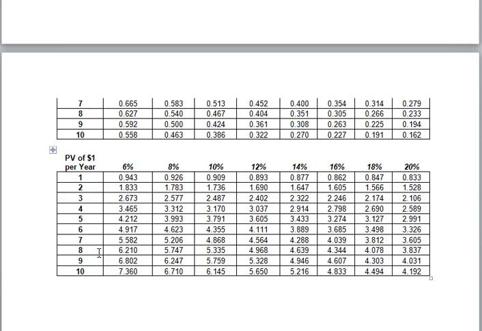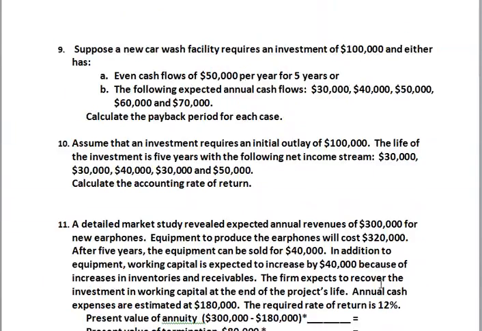So we want to read this from the table. You are looking for 4. It's going to be somewhere between 18 and 20%. Okay, so it's approximately 19%. So somewhere between 18 and 20%. That's going to be your internal rate of return.